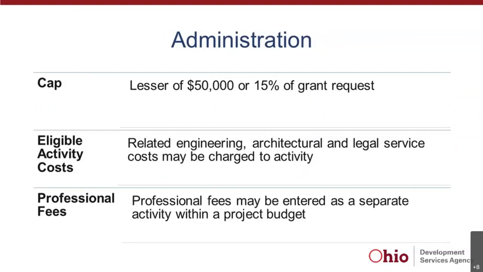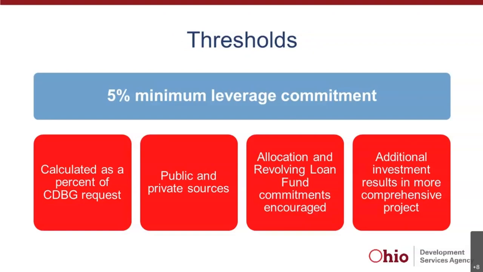Related engineering, architectural, and legal service costs may be charged to the activity budget, and professional fees may be entered as a separate activity within a project budget. And we will show a screenshot with an example of that a little bit later on. There are new eligibility thresholds this year. Applications must include a 5% minimum leverage commitment. Leverage is calculated as a percent of the CDBG request. It can come from public and private sources. Again, allocation and revolving loans and commitments are encouraged, and more investment results in a more comprehensive project.